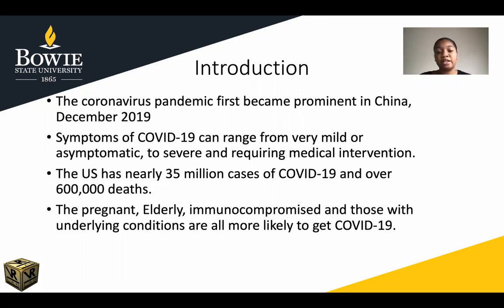The coronavirus pandemic first became prominent in China in 2019. The virus quickly spread and impacted many countries around the world. By March 2020, the United States went on its first lockdown. The symptoms of COVID-19 can range from very mild or asymptomatic to severe and requiring medical intervention.